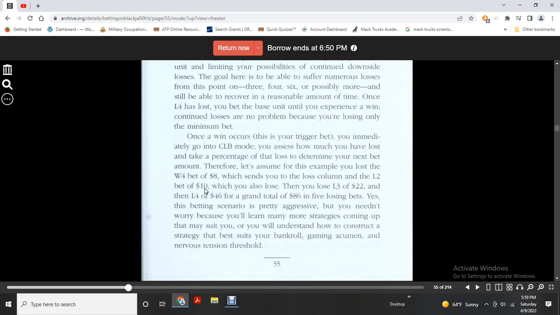Once a win occurs, this is your trigger bet. You immediately go to the clearance losing bet mode. You assess how much you have lost and take a percentage of the loss to determine your next bet amount. Let's assume the example that you lost the W4 bet of $8, which sends you to the loss column at L2, a bet of $10, in which you also lose. Then you lose L3 of $22 and L4 of $46, with a grand total of $86 in losing bets.